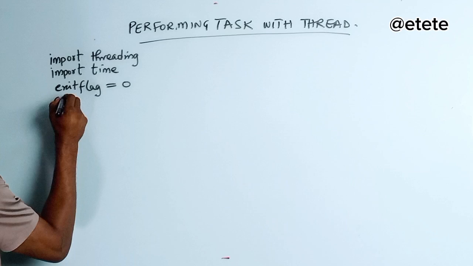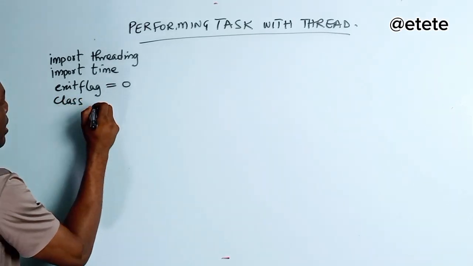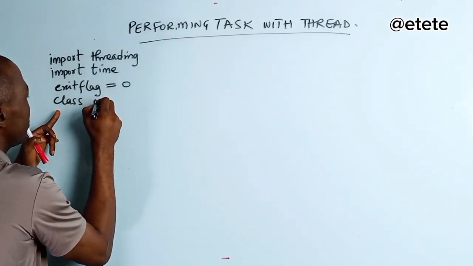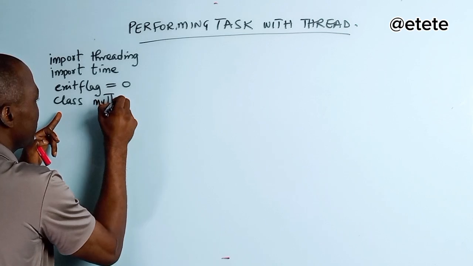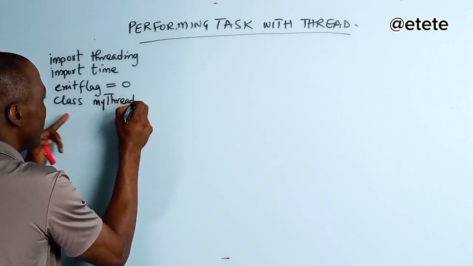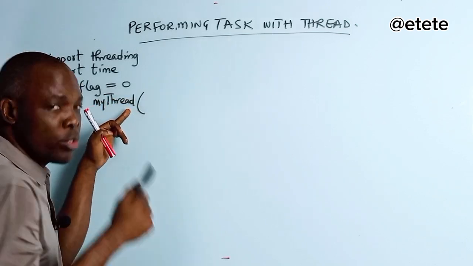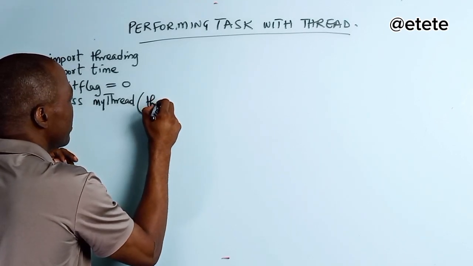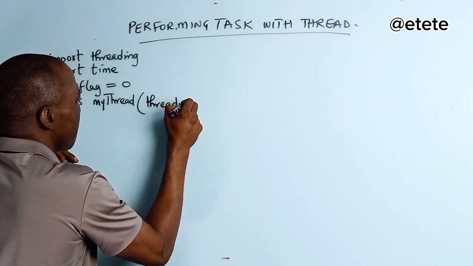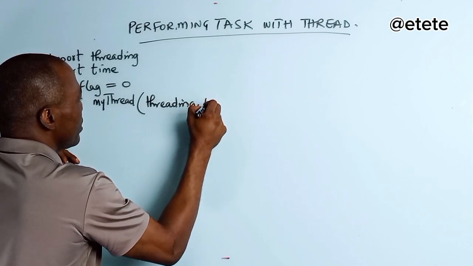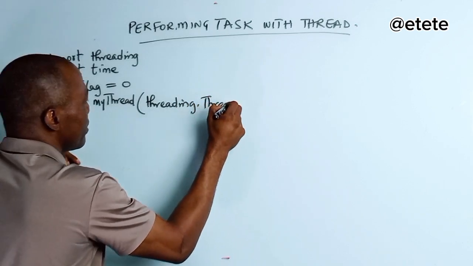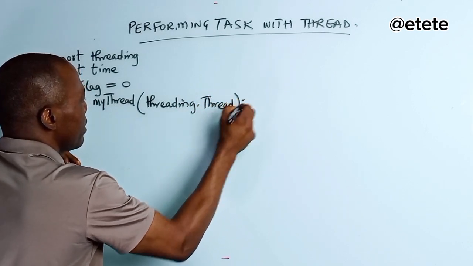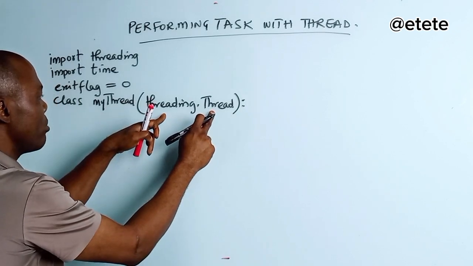Then I will now create my class. I will call it my thread, which is now going to inherit from the parent class, threading.Thread. So this Thread is inside this threading module.